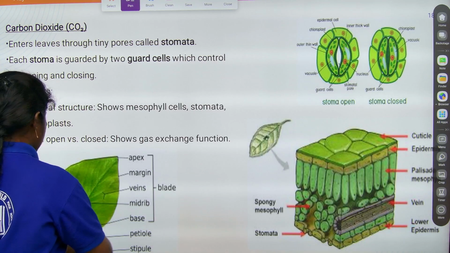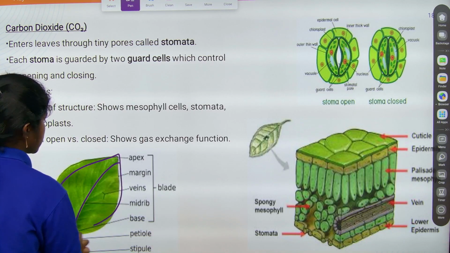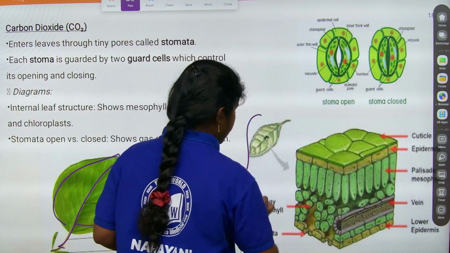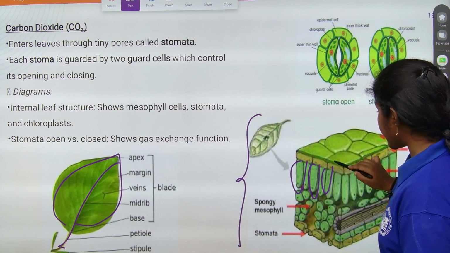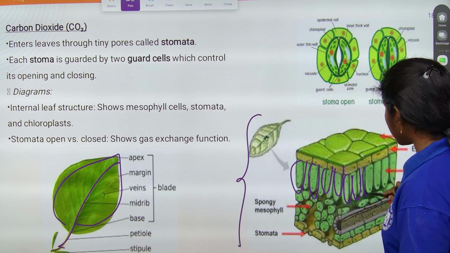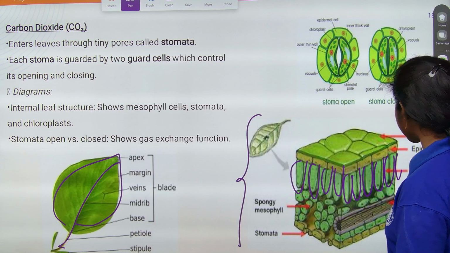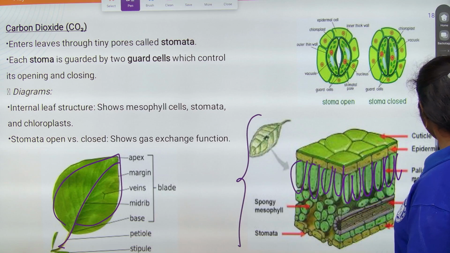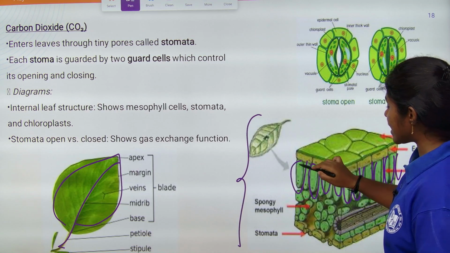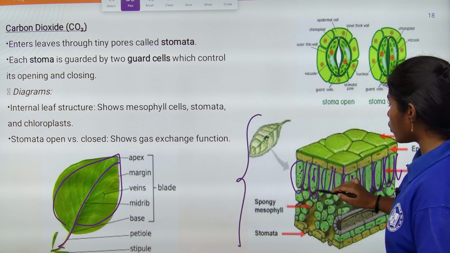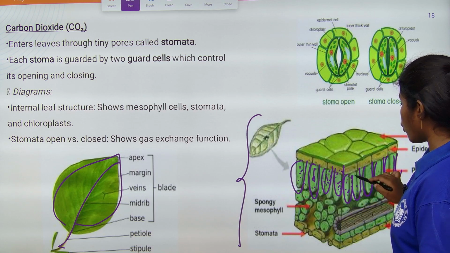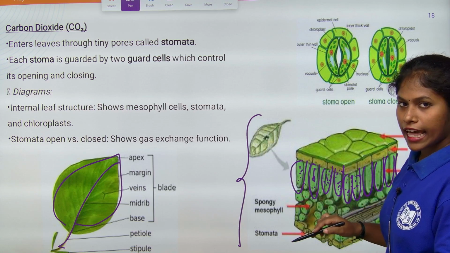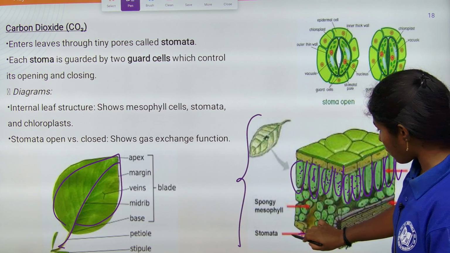When we see the leaf's internal structure, children, it appears like this. Here these are the mesophyll cells. What do we call them, children? These long elongated cells we call mesophyll cells. These mesophyll cells have chloroplasts, and these chloroplasts have chlorophyll, which absorbs the sunlight. Here, see, the stomata is there.